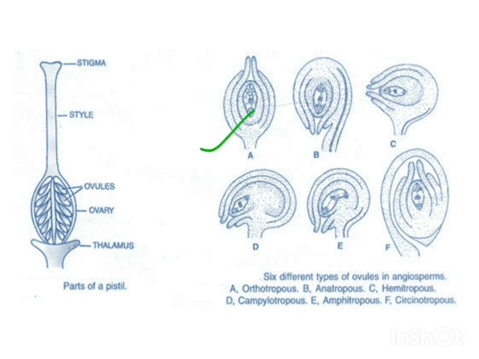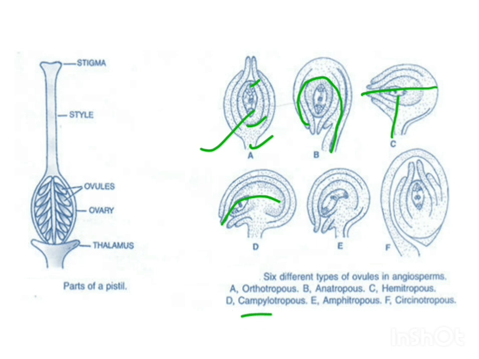It is the orthotropous, where the chalazal end, micropylar end and the stalk or funicle are present in a straight line. It is the inverted ovule, or anatropous. Here the stalk and the body of the ovule are at right angles, called hemitropous or hemianatropous.